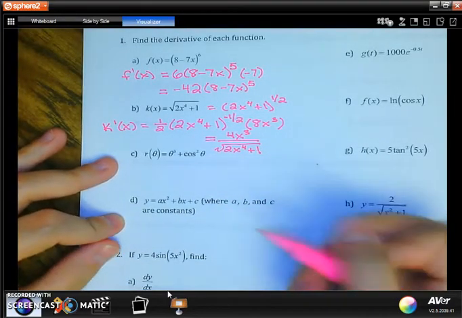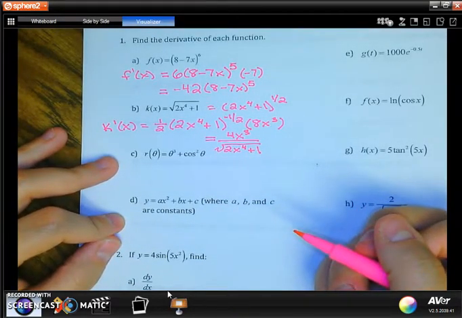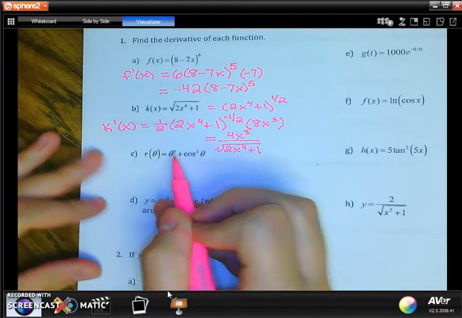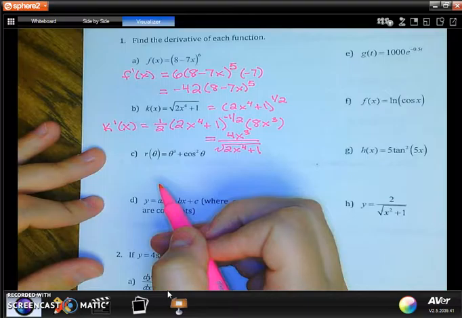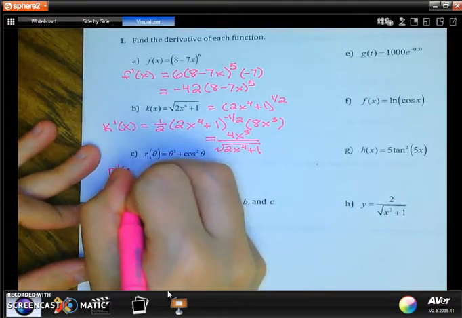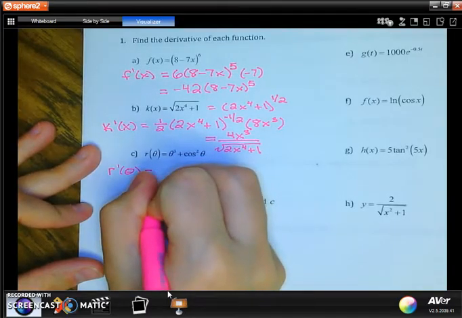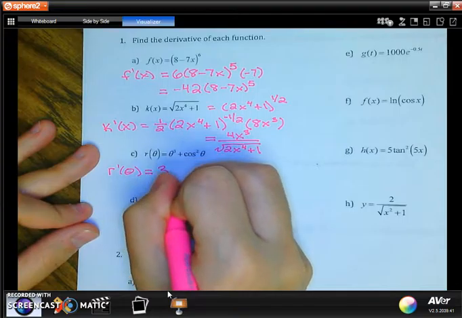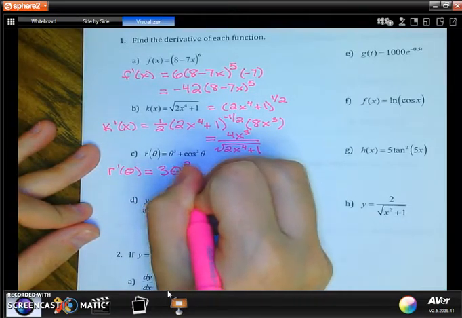For C, one of the properties of derivatives says that you are allowed to take derivatives term by term. So I'm going to tackle this first term here, and that's going to be using our very simple power rule. So the power rule says if you're trying to take the derivative, and it's fine that it's a theta, you could change it to an x if you prefer. You're just going to go ahead and say that that's going to be 3 theta squared.